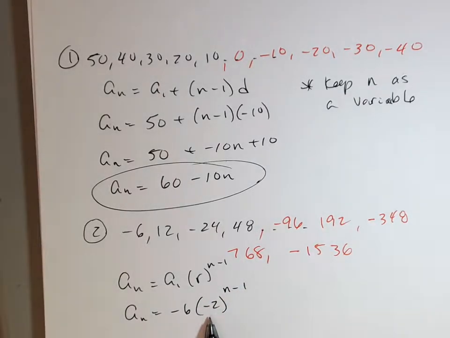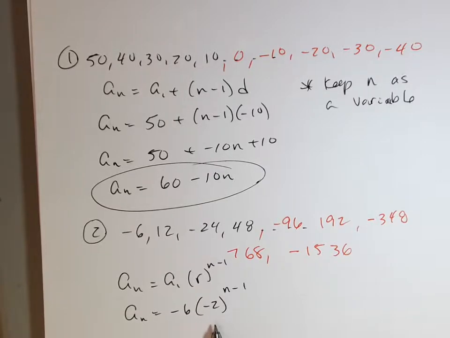R is my multiplier. A1 is my first term. Do not multiply these. Do not make -6 times -2 into a 12. Don't do that. You cannot, because with the order of operations, you're supposed to take the exponent first. So you're done.